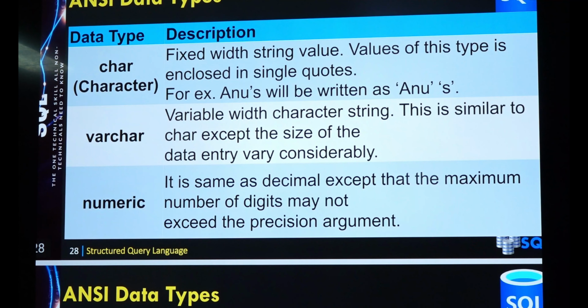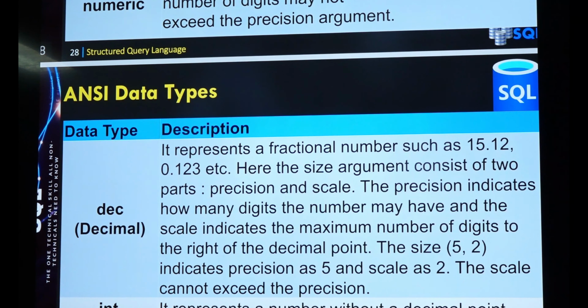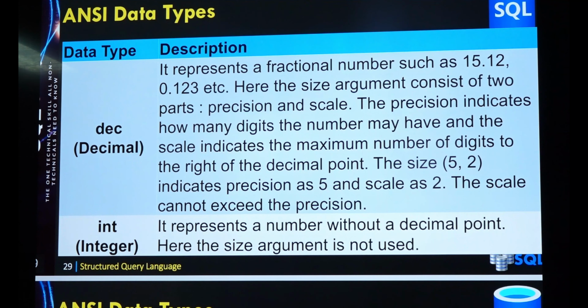And then we will see decimal. It represents fractional numbers such as 15.12, 0.123, etc. Here the size argument consists of two parts, precision and scale. The precision indicates how many digits the number may have, and the scale indicates the maximum number of digits to the right of the decimal point. The size 5, 2.